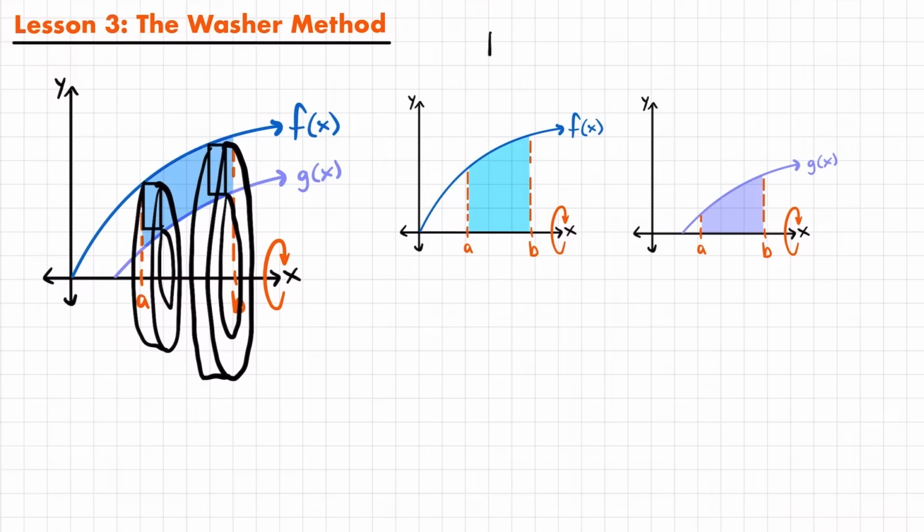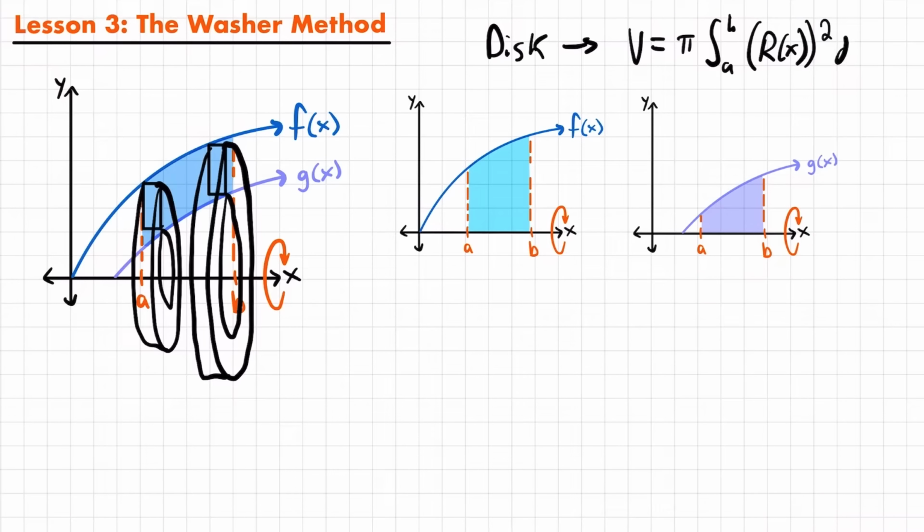And so recall that the disk method, when we're working in terms of x, says that the volume is equal to pi times the definite integral from a to b of the radius in terms of x squared times dx. And remember that that radius was just the distance between the x-axis, or the axis of revolution, and the outside of our region or of our solid of revolution.